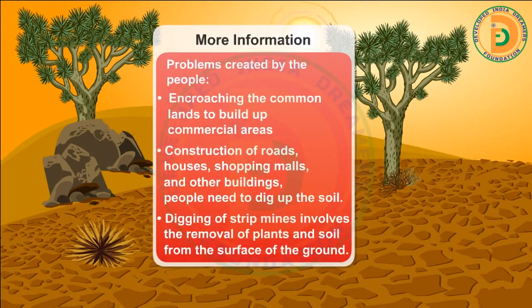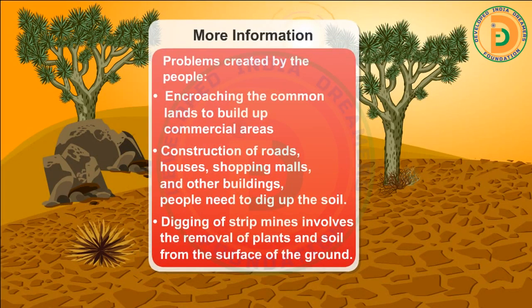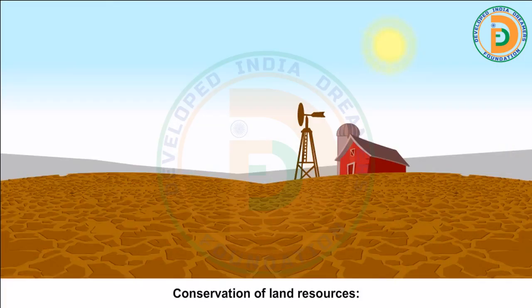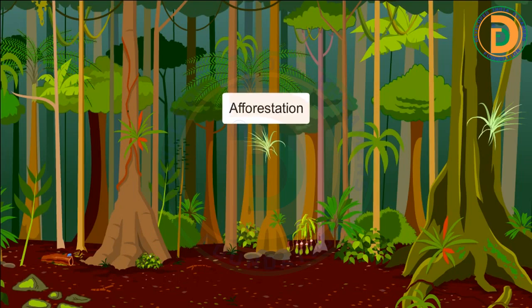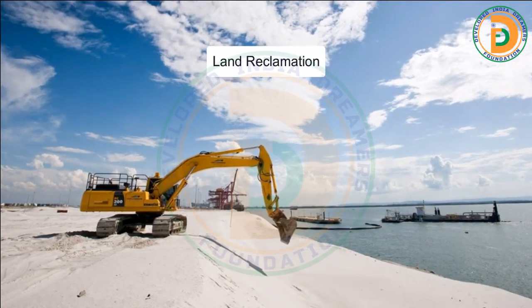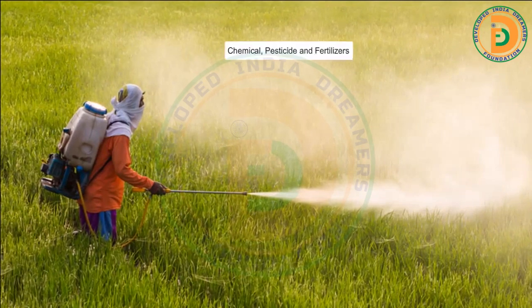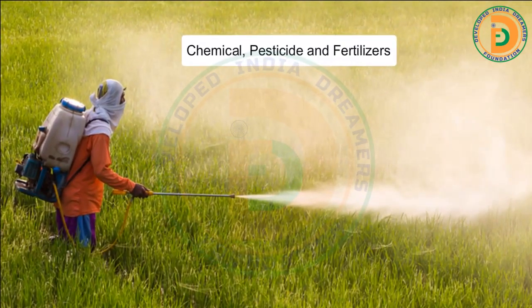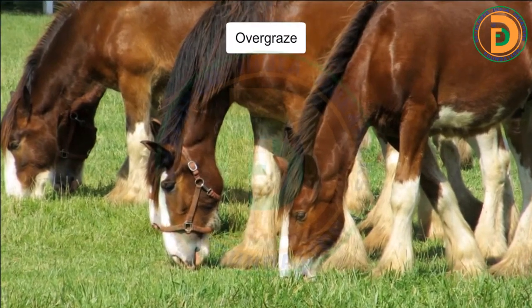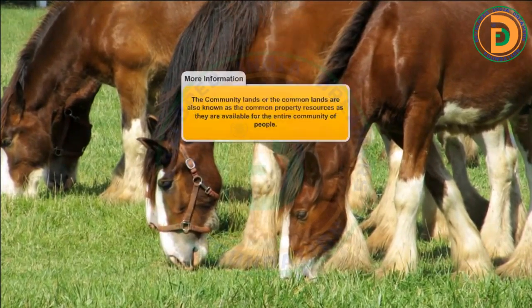The major damage to the environment is caused by land degradation, landslides, soil erosion, desertification. Conservation of land resources: keeping a check on the present rate of degradation of land, afforestation, land reclamation, regulated use of chemicals, pesticides and fertilizers, checks on overgrazing of land by animals.